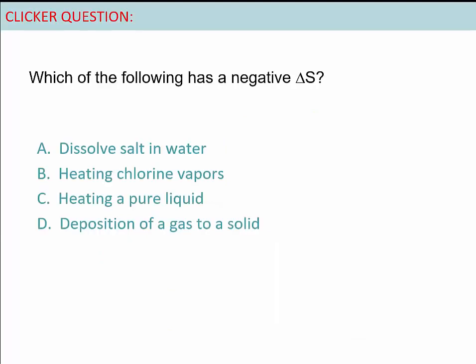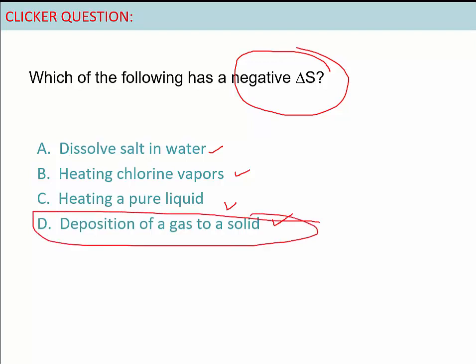Okay. So which of these is going to have a negative change in entropy? Dissolving salt in water, heating chlorine vapors, heating a pure liquid, or the deposition of a gas to form a solid? Pause. Okay, yeah, it's going to be the deposition of the gas to form a solid.